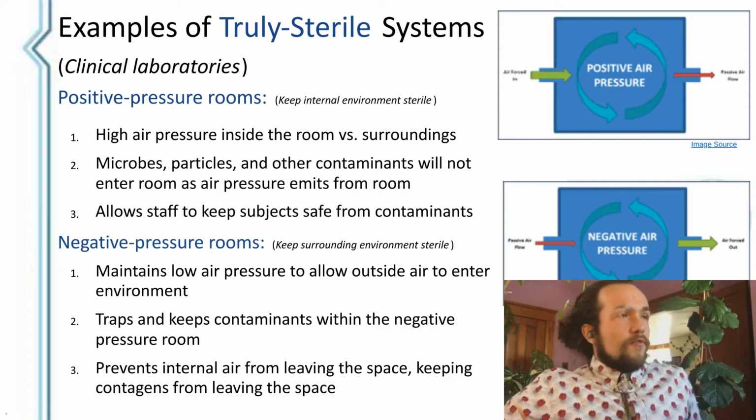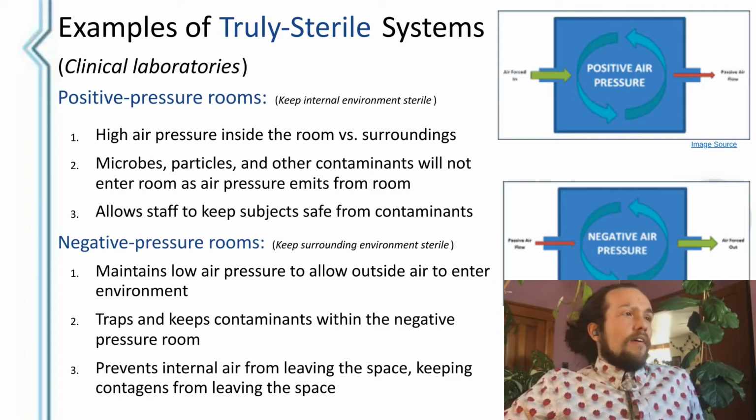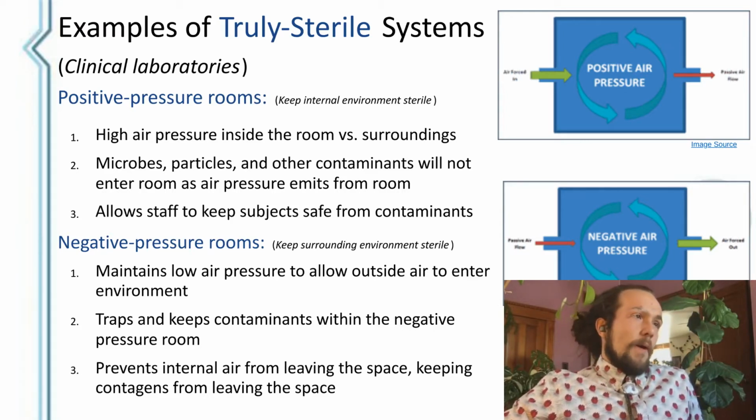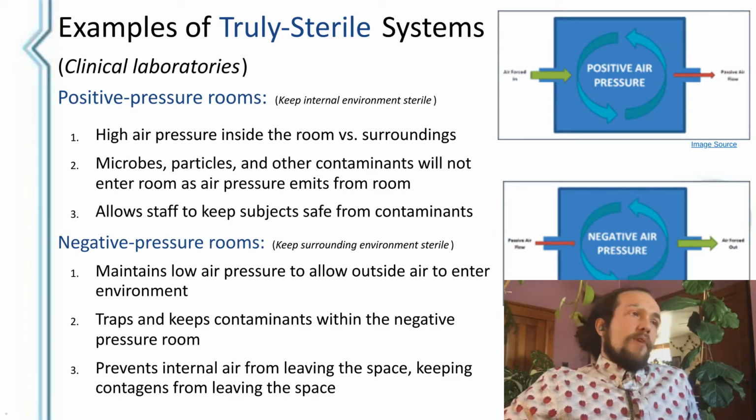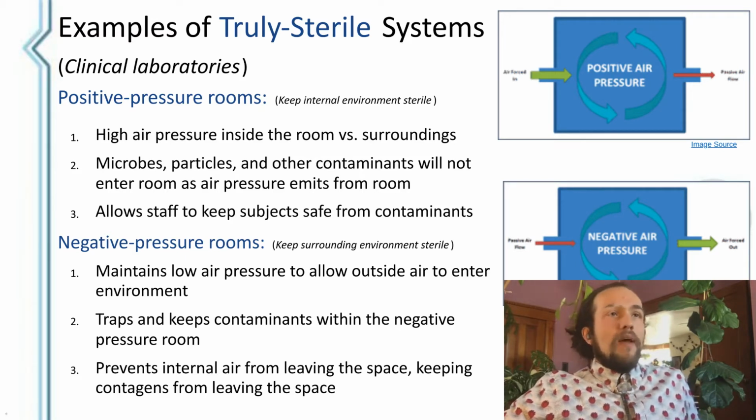So some examples of truly sterile systems would be clinical laboratories. This is really as sterile as we can get. Here, we have both positive and negative pressure rooms. In a positive pressure room, air can leave the room without circling back in. The positive pressure keeps contaminants from entering the room, as air is always emitting from the room. And this also allows staff to keep the subjects they're working on free from contamination.